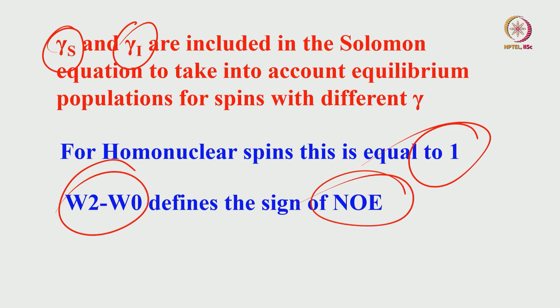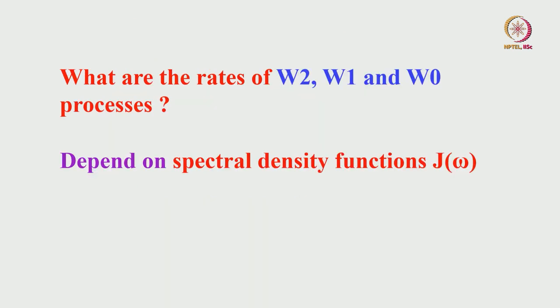That's an important thing. What are these rates of W2, W1, W0 processors? If somebody asks the question, what is W2? Okay, we know transition probability. What are these rates? How fast will they undergo transition? What is the rate of W2, W1, W0? That depends upon another function called the spectral density function, given by J of omega. It depends upon spectral density functions.